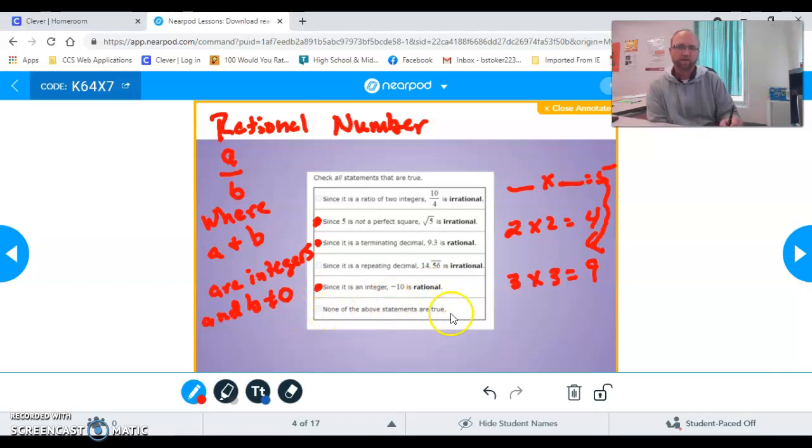And then this last box, none of the above statements are true. Again, is that a fact? No, not at all. So for this next slide, you'll be given these choices, and then you will select if it's true or false. So go ahead and pause and move on to the next slide.